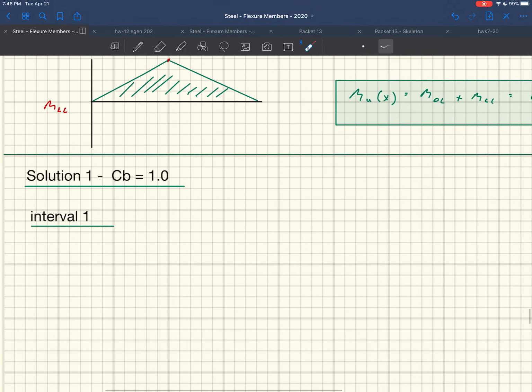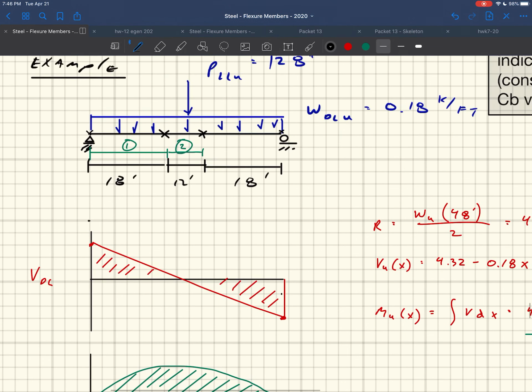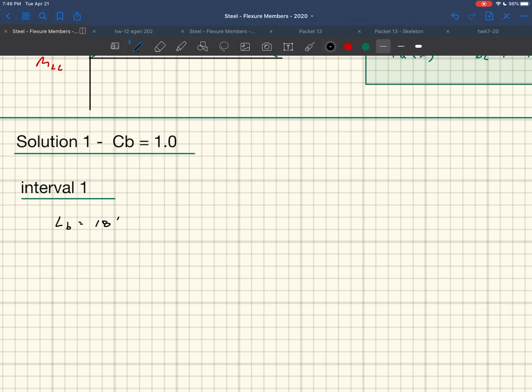So interval 1, we're going to do that one first. Interval 1 has a moment and it has an LB. Right off the bat, you can see that LB for interval 1 is going to be equal to 18 feet, because that's how big the span is between supports. You have a support here, and you have a support here, so there's 18 feet in between them. That unsupported length is LB.